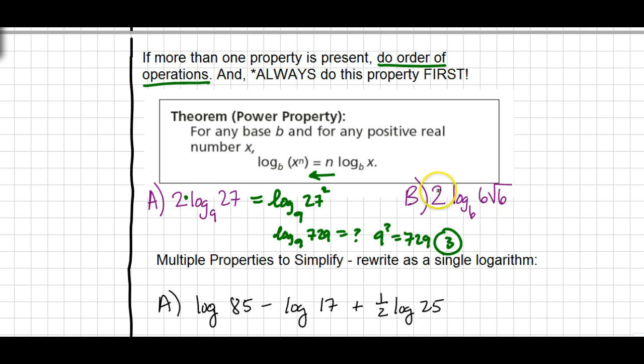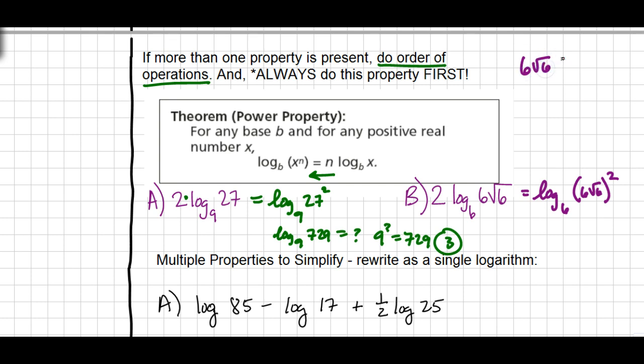Just like what we did on the previous one, the 2 is going to turn into a power. So I'm going to rewrite log base 6. I'm going to put the 6 square root of 6 in parentheses because both of those need to get squared. And that square is because of the 2 that used to be in front. Now let's just do a little scratch work off to the side here.